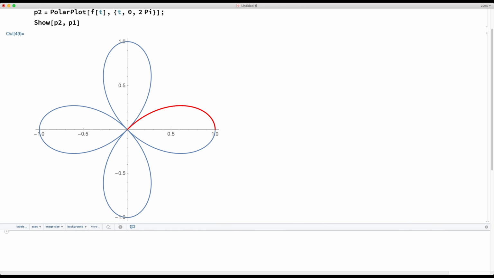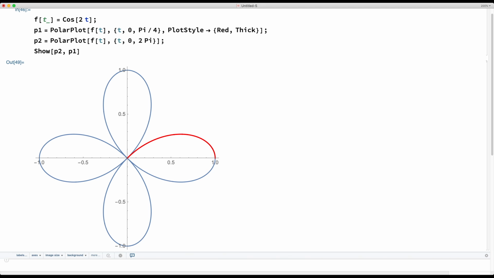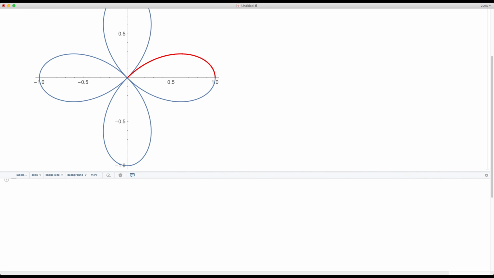What's the angle range for that petal? It's from 0 to pi over 4. Theta equals 0 is out here, and then we sweep around to theta equals pi over 4 as we come inside. So what do I need to do? I need to set up an integral from 0 to pi over 4 of 1/2 r squared. What's r in this case?